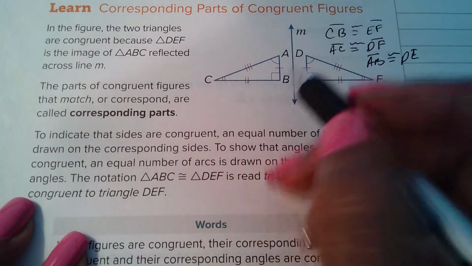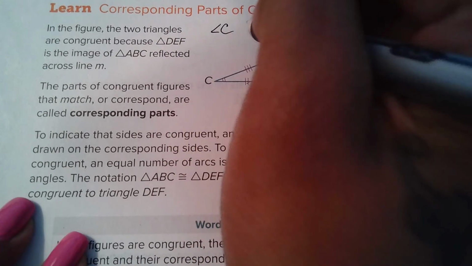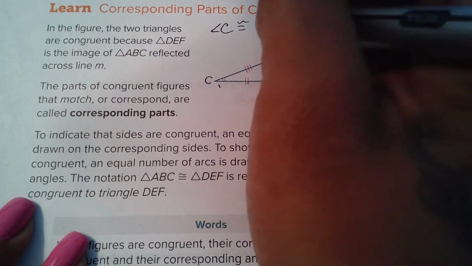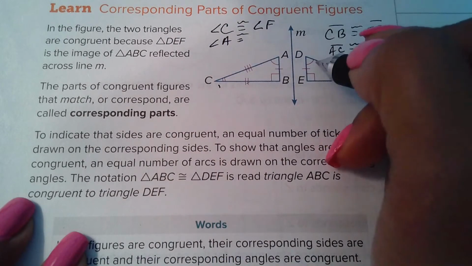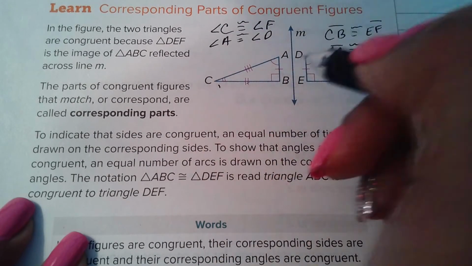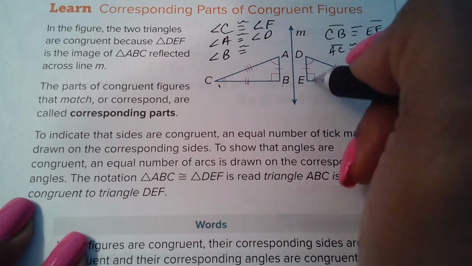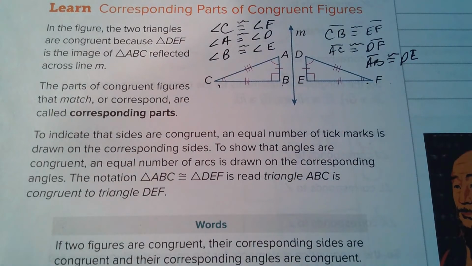All right, and then your angles will look like angle C is going to be congruent to angle F. Angle A will be congruent to angle D. And angle B will be congruent to angle E. So essentially this first part of this section only requires that you're able to identify the corresponding parts as I just did. All right, so hopefully that makes sense.